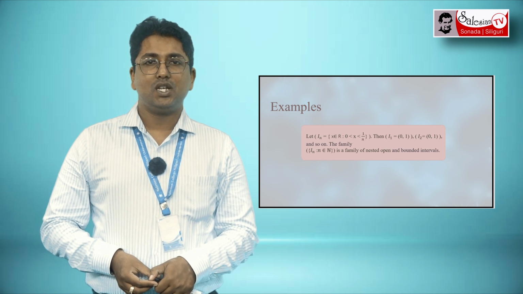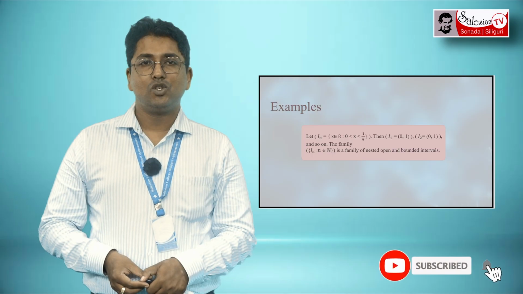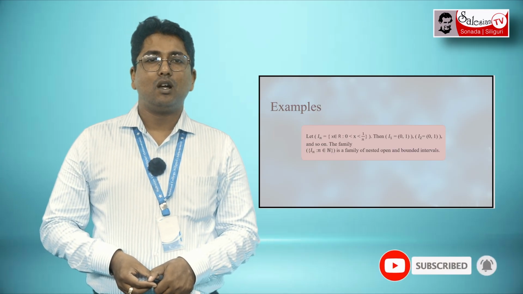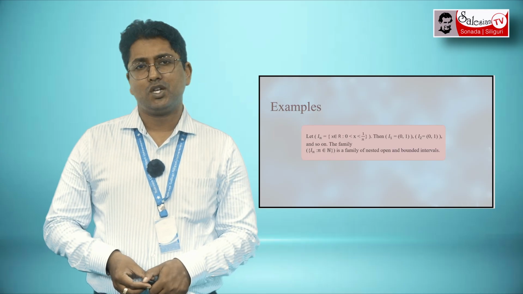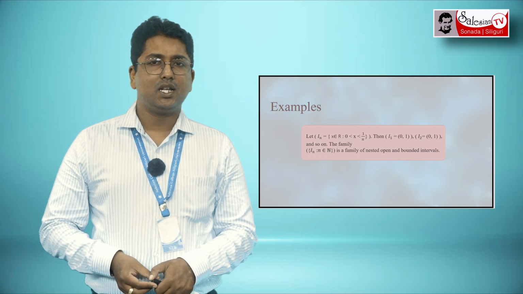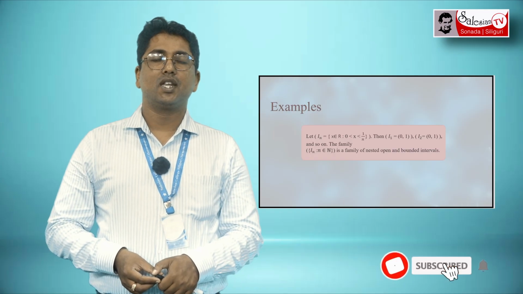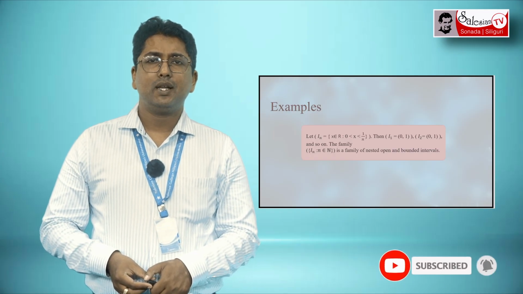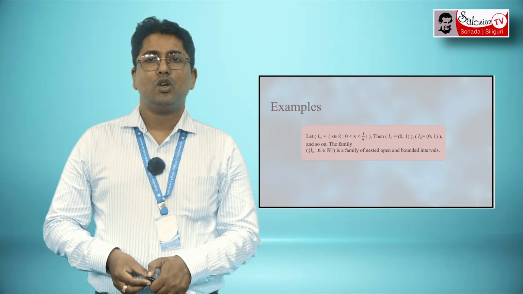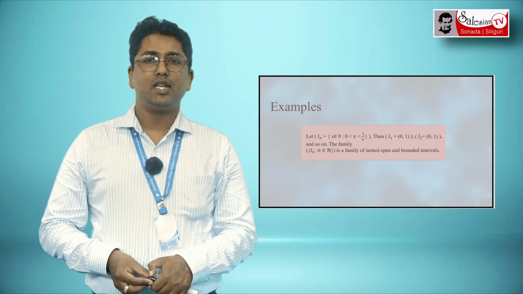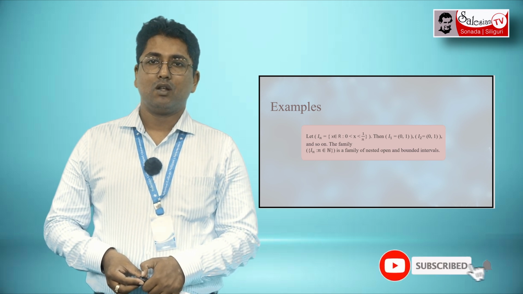That means n is a natural number. It means the first interval I1 is the open interval (0, 1), the second interval I2 is the open interval (0, 1/2), the third interval I3 is the open interval (0, 1/3). In this way, it will continue. It is very clear from this that the first interval (0, 1) is bigger than the second interval (0, 1/2), then bigger than the third interval (0, 1/3), and in this way it will continue. Which means this family I_n is a family of nested, bounded, and open intervals.